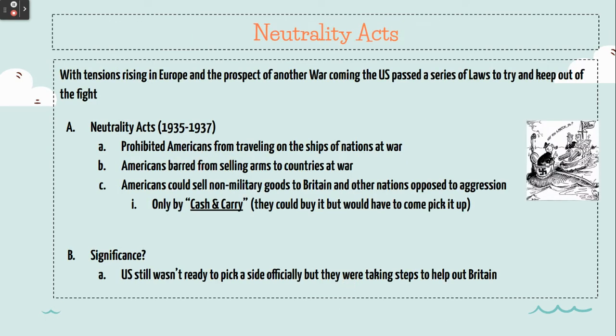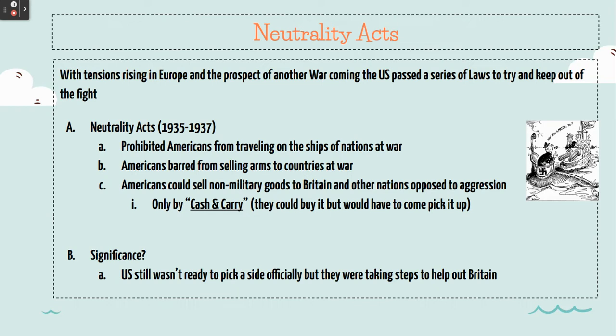With tensions rising in Europe and the prospect of another war coming, the US passed a series of laws to try to keep us out of the fight. In 1935, the US passed the Neutrality Acts. This was designed to show Europe and Asia that we're not taking a side and that we wanted to be out of the conflict. Under the Neutrality Acts, Americans were prohibited from traveling on ships that were at war, probably because the US got involved in World War I because of the death of Americans in unrestricted submarine warfare by Germany. The acts also didn't allow the US to sell weapons to any country at war, continuing to show our neutrality.